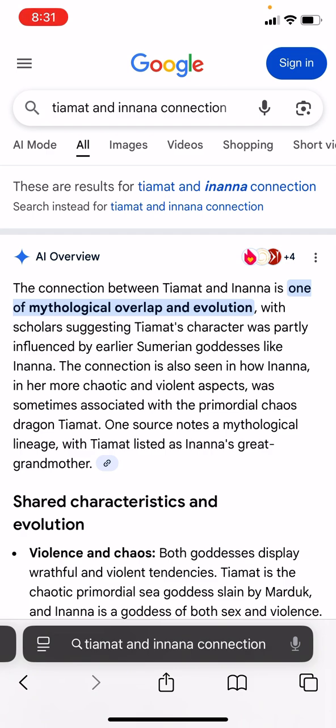Now, let me tell y'all something right now. There's a lot of other beliefs when it comes to Inanna and Tiamat too, saying that Inanna is a transfiguration of Tiamat herself. So, based off of this overlap in evolution, we could see that Inanna and Tiamat have some type of connection with each other, identifying as the same goddess. This matters a lot. Okay?